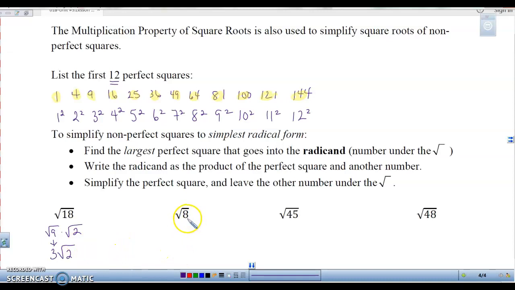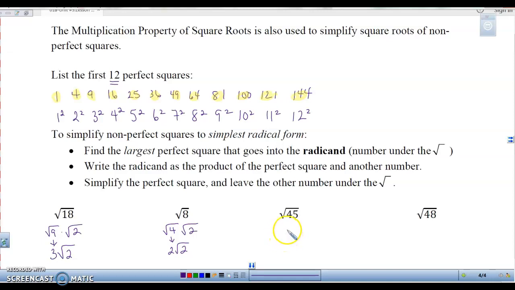The square root of 8. Okay? All right, the biggest one, 9, is too big. 4 goes into 8. I can write 8 as 4 times 2. So the square root of 4 is a perfect square. The square root of 4 is 2. And then the square root of 2 is just the square root of 2. So this is 2 times the square root of 2, or just 2 radical 2. Okay, that is simplest radical form.